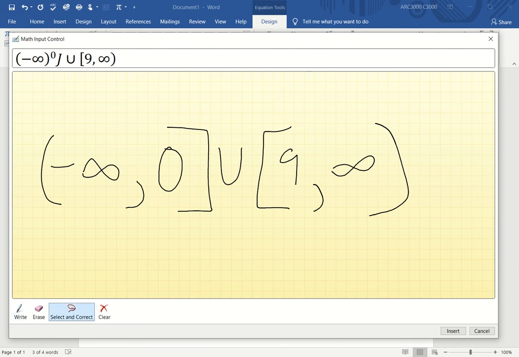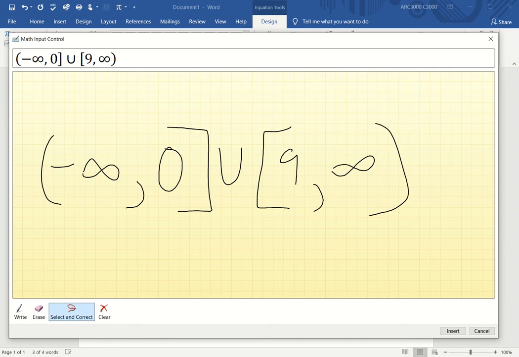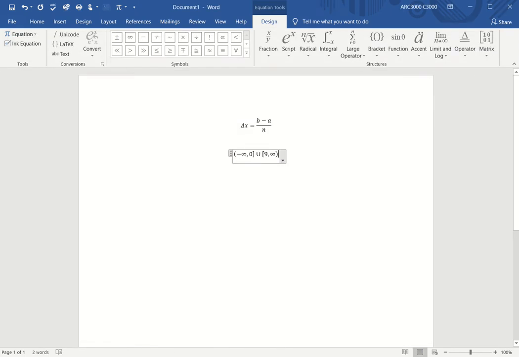You select Select and Correct, which is for whenever it does not put what you want and makes it something else. You click Select and Correct, you lasso what you want, you click the option, then you insert. There's your equation.